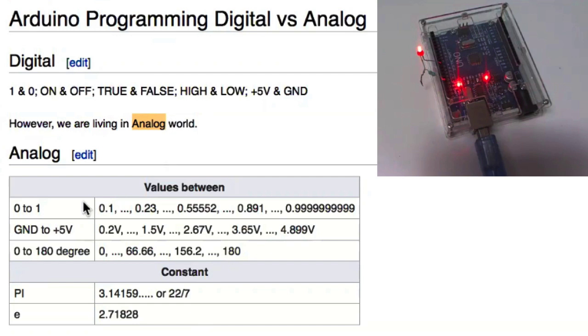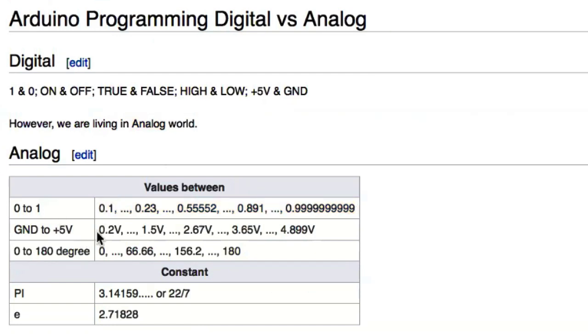Okay, the analog. What does analog mean? Basically, it's an infinite number in between 0 and 1. That's continuous. Another way to say analog is from 0 voltage, meaning no voltage, all the way to 5. I'm just making an example. There's an infinite number in between. And like a degree, we have 0 to 180 or from 0 to 360. In between, it can be a decimal.